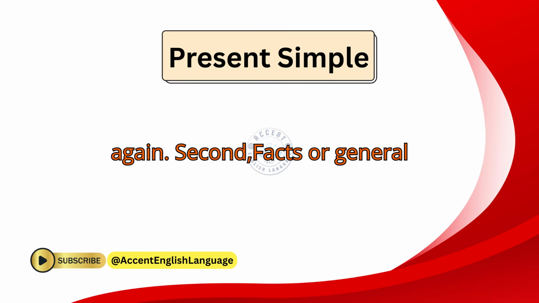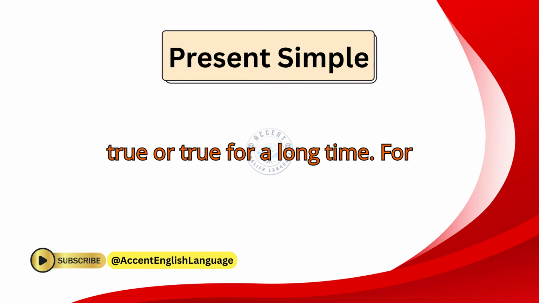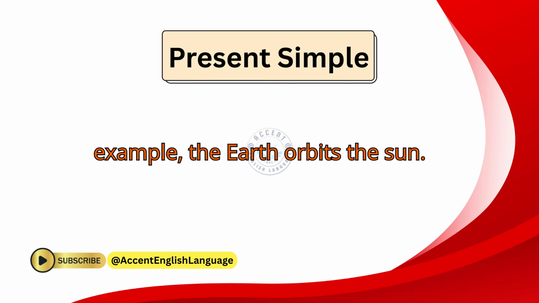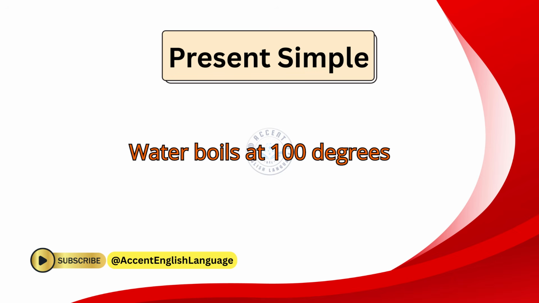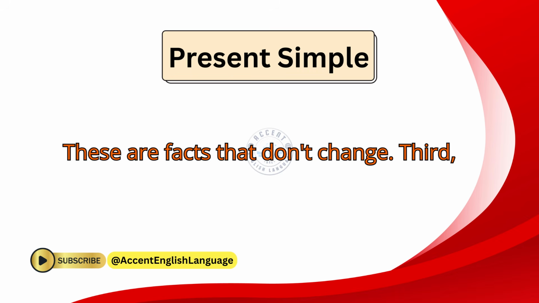Second, facts or general truths. These are things that are always true or true for a long time. For example, the Earth orbits the Sun. Water boils at 100 degrees Celsius. Cats have 4 legs. These are facts that don't change.